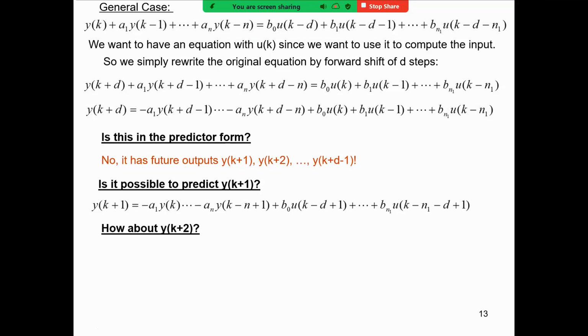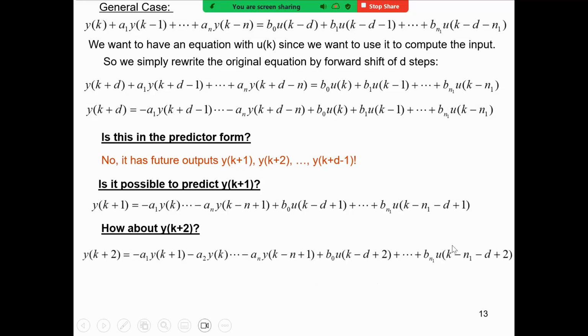Then how about yk plus two? You just look at this equation. Can we predict yk plus two? If we forward shift this by one, this is what we're going to get: we have yk plus two on this side. But if you look at this equation, is that in the form of a predictor? There is a yk plus one there. But the other signals are okay, the current and the past. The input signals are past input signals. But unfortunately, there is one future signal we have to deal with.